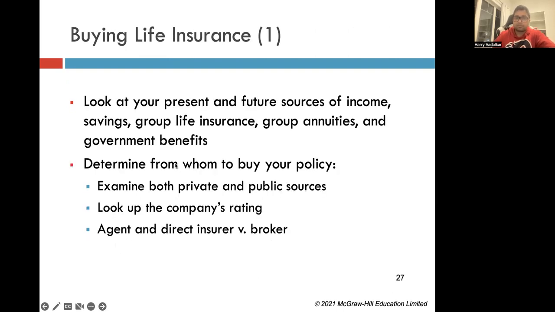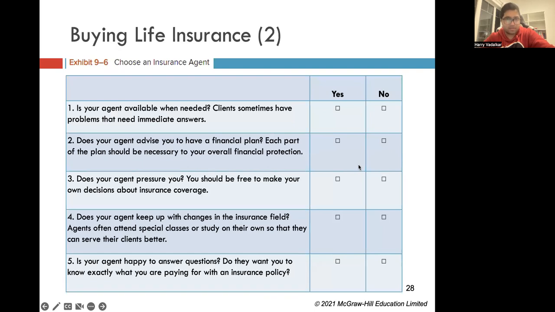Okay. So what should you do? Look at your present and future sources of income, savings, group life insurance, group annuities, and government benefits. Determine from whom to buy your policy. Examine both private and public sources. Look up the company's rating. Check agent and direct insurance versus brokers. So check from which you want to buy. Agents and direct: if you buy online, the cost is generally lower. If you go through an agent or a broker, the cost is usually higher.